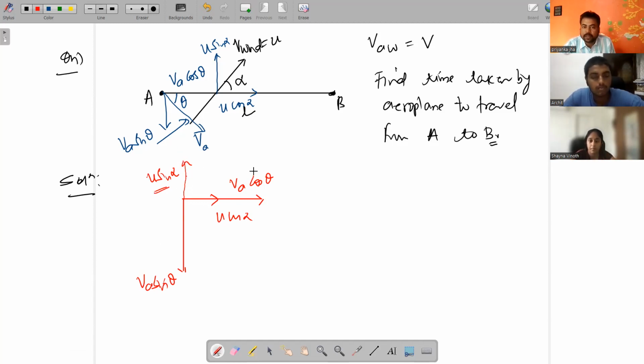So there will be one resultant velocity here like this, and this is the horizontal component. So the resultant velocity will again be like this. So the aeroplane will go at some angle with this line. So the aeroplane cannot come to B.